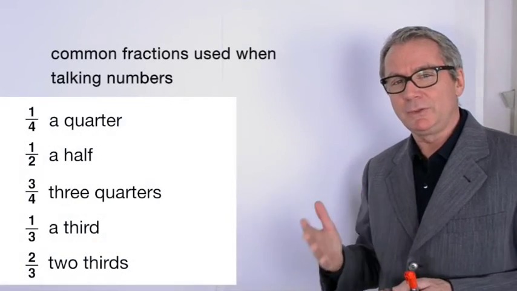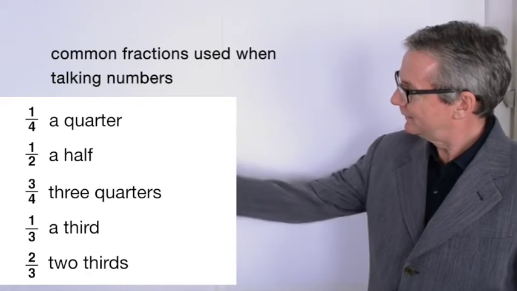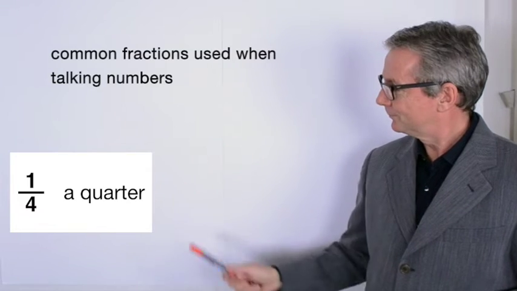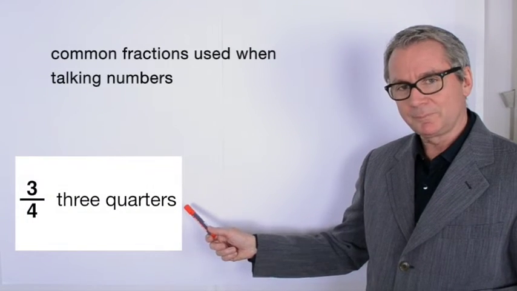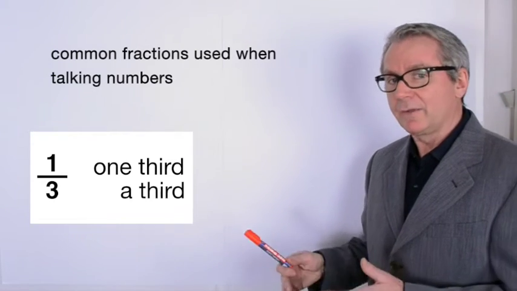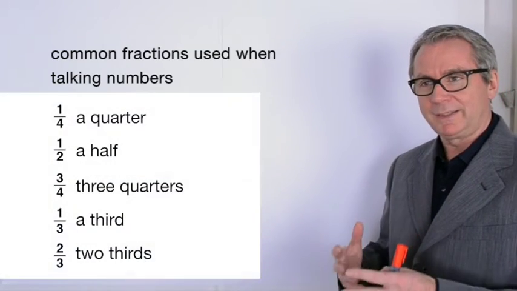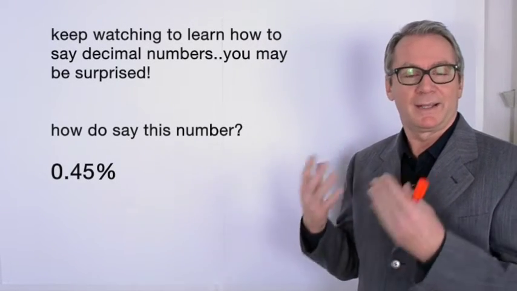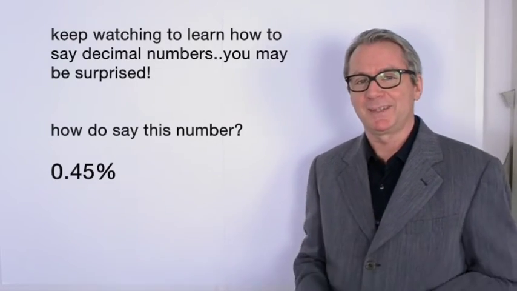Now the fractions we use commonly in English are these, so let's just go through them. They're down here actually. So, a quarter, a half, 3/4, 1/3 or a third, and 2/3. Those are the most common ones to use. Otherwise, if you've got really precise decimal numbers to say, I'm going to move on to that and explain how you say them.